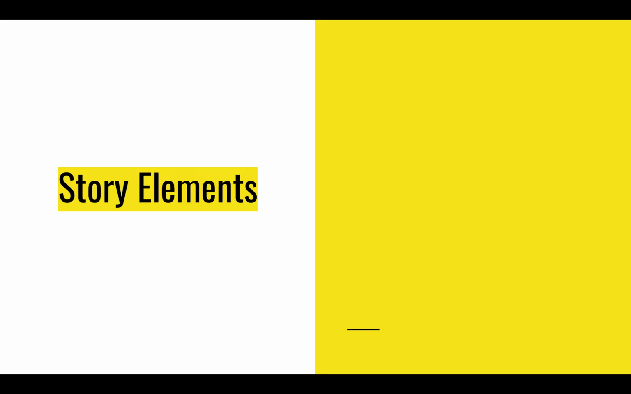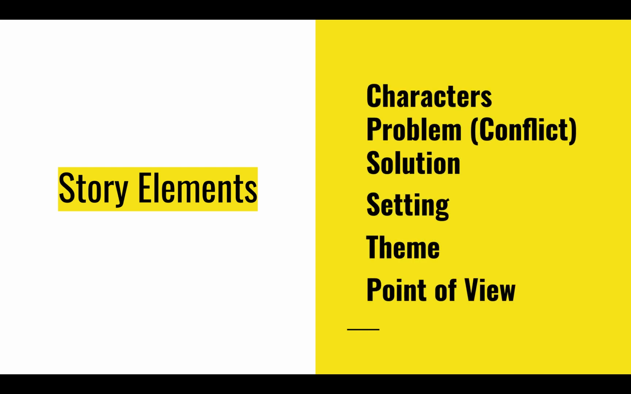So let's get started. Story elements. So we have the following elements in a story. Whenever we think of a story, the genre is always fiction. It's a made-up story, and it has these parts, these elements: characters, problem, and the word conflict means the same thing as problem, solution, setting, theme, and point of view. We're going to be discussing these elements, and you're going to be writing in your text box as we learn about each one.